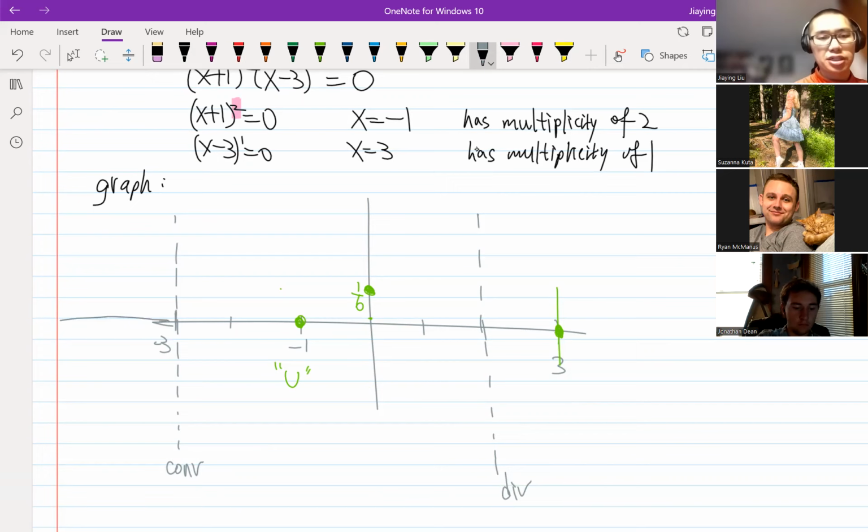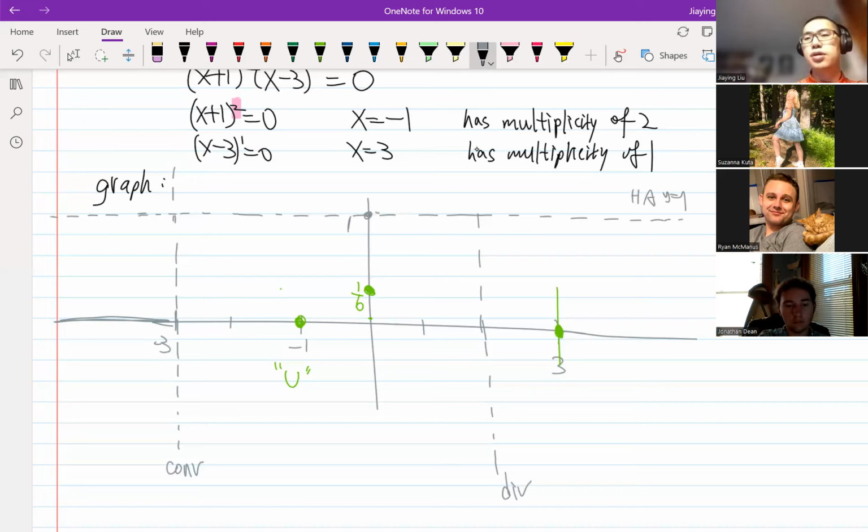And I'm just going to extend the x-axis a little bit longer. And I remember there's a horizontal asymptote, which is at 1. I already picked 1/6 to be the y-intercept, and I don't want to spend too much time fixing it. So I'm just going to say this is my horizontal asymptote, y equals 1. Which means the two ends of the graph are going to be parallel to this dotted line. It's going to approach it in the long run.